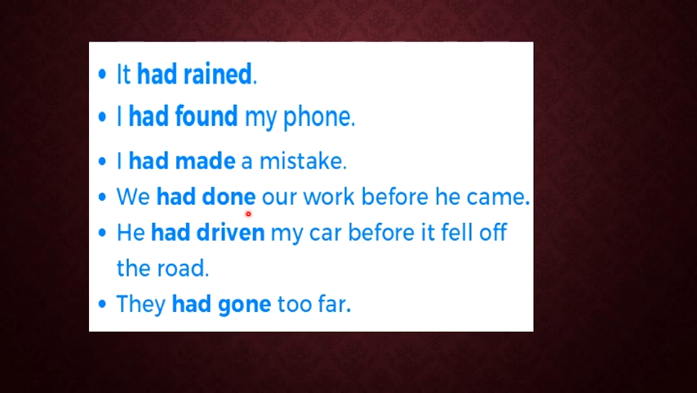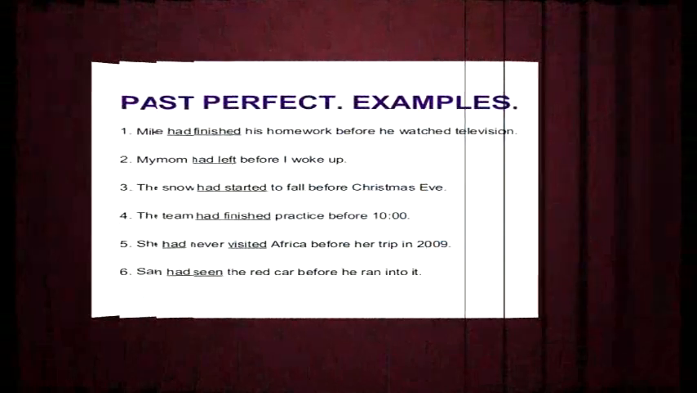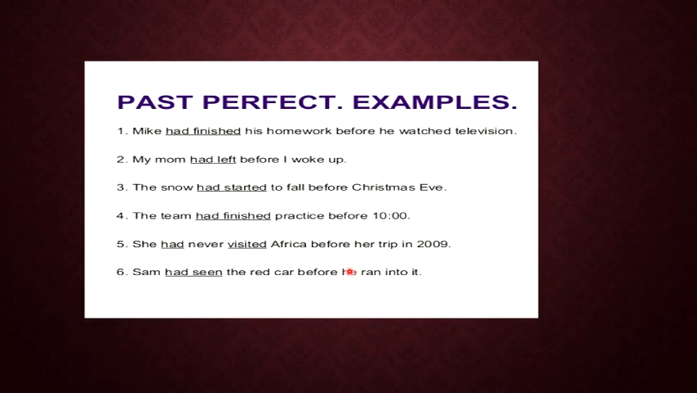Now here, done is the third form of do. Driven is the third form of drive. Gone is the third form of go. Dear children, we have learnt the three forms of all these verbs in our session regular and irregular verbs, right? So you can learn more verbs from there. Now let us see some more examples.